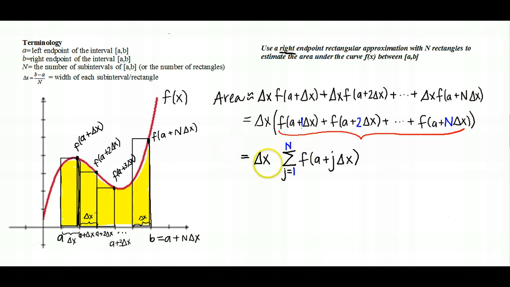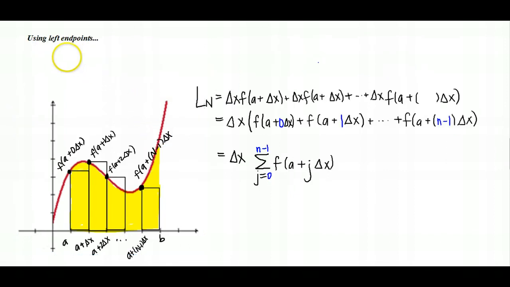So we give this formula a special name. We're going to call it big R with an index of n, where big N is the number of rectangles that we use to approximate. So this formula tells us the right endpoint rectangular approximation with n rectangles to estimate the area under the curve between a and b. The next thing we'll look at is using left endpoints to approximate the area.